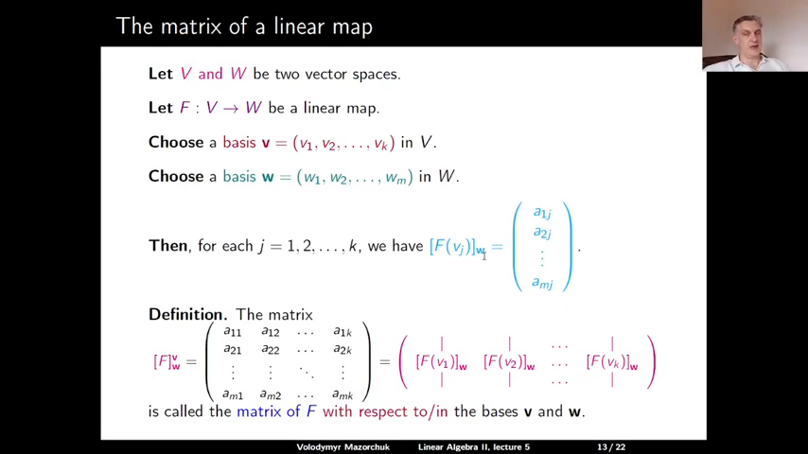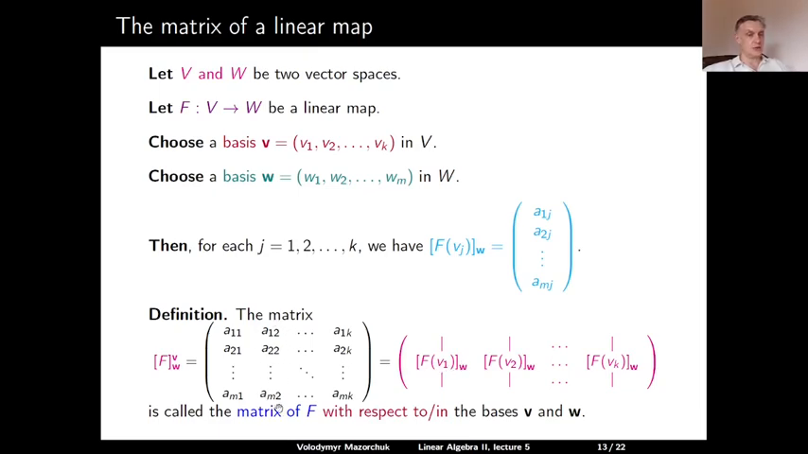And if we collect all these coordinates into a matrix, this matrix is called the matrix of F with respect to, or in the basis bold V and bold W. So the matrix of F in these bases is defined as follows. The first column of this matrix is exactly the column of the coordinates of the element F applied to V1 in the basis bold W.